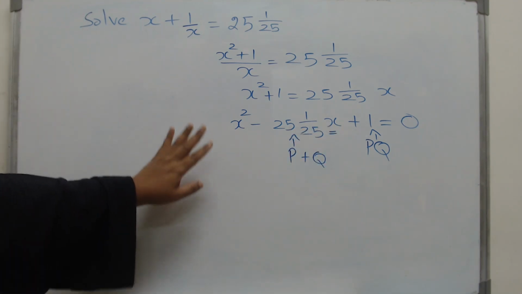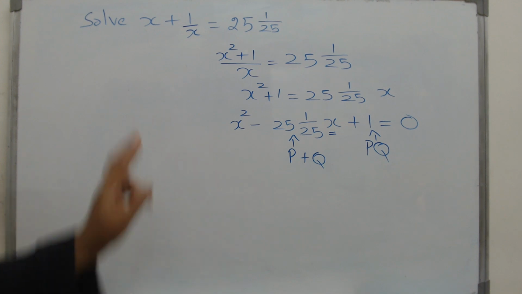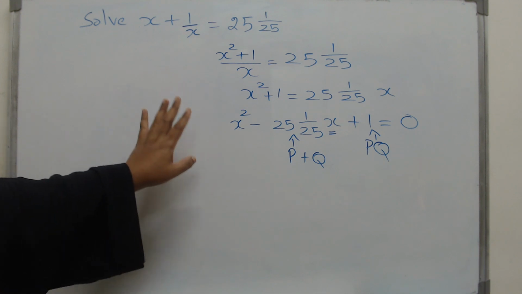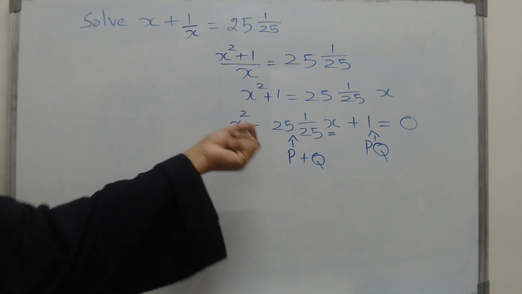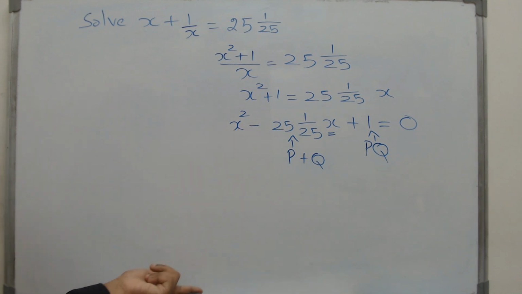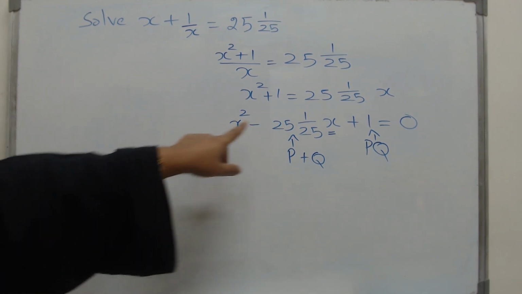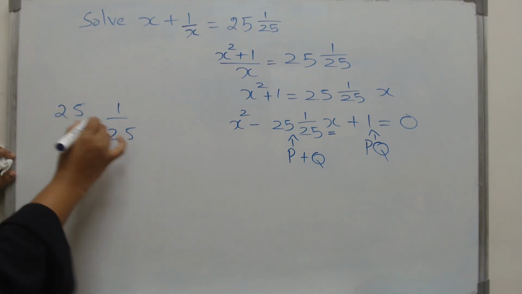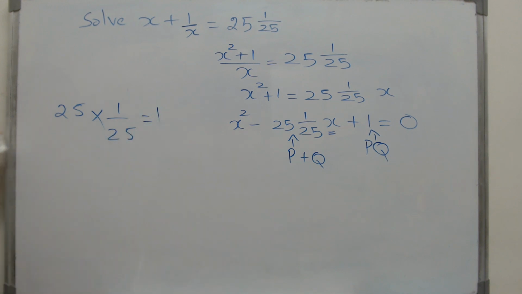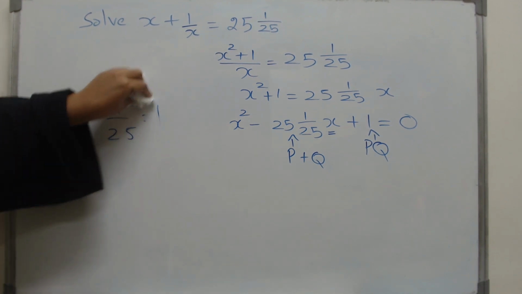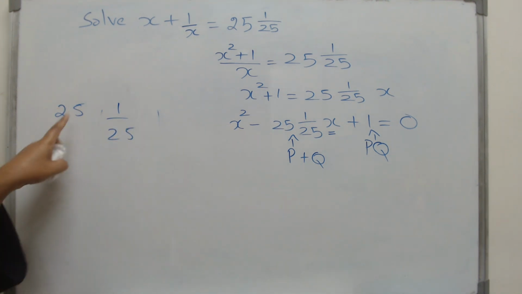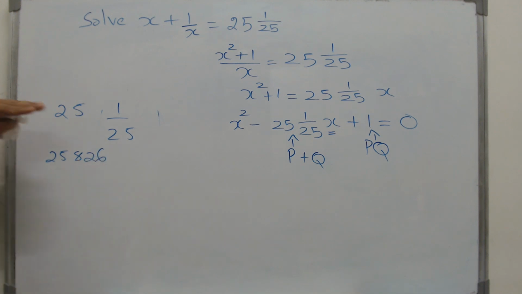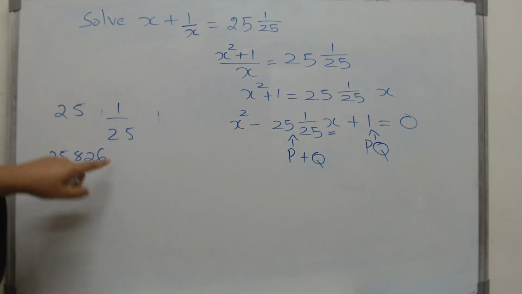So from this point onwards, there are two ways you can tackle this question. You look at this and do you see a pattern? If you do, we will just split the middle term here and find the answer. Now, do you see the pattern here? What can be the numbers? It is 25 and 1 by 25. Multiply them, you get 1. Add them, then what do you get? You get exactly this number here. What is this number? It is a number between 25 and 26. It is 25 and 1 by 25.